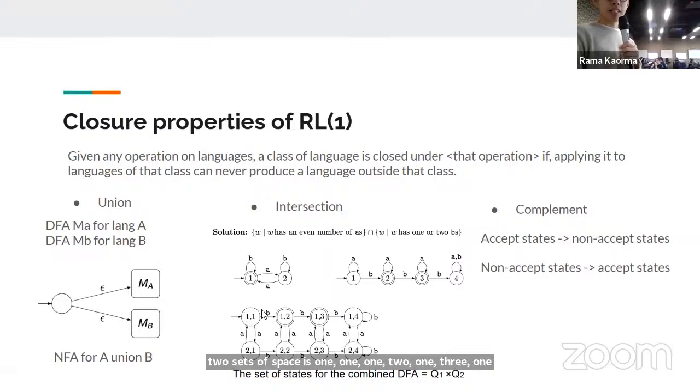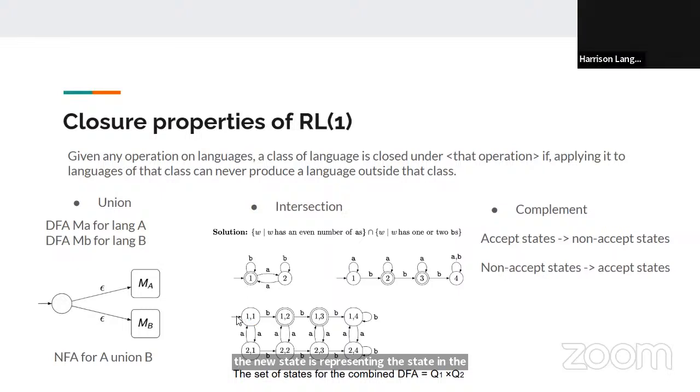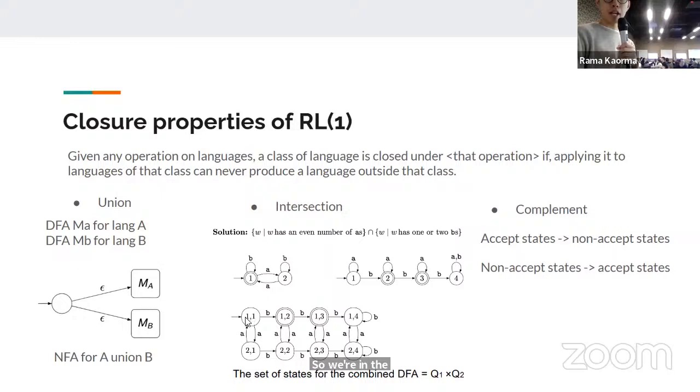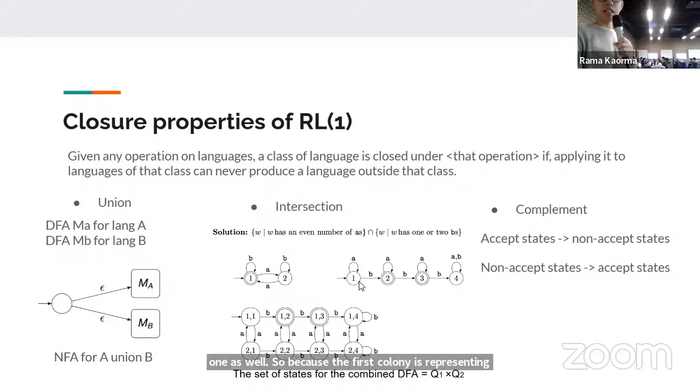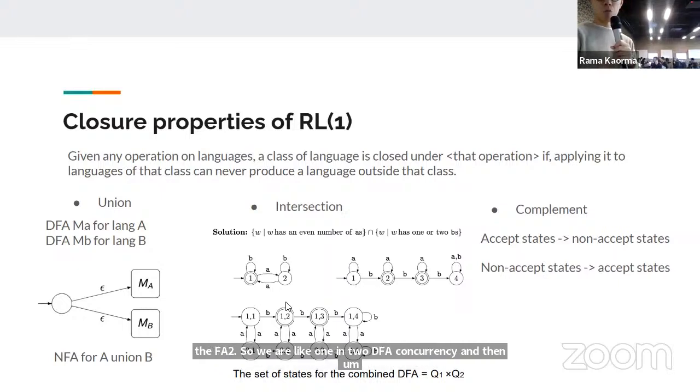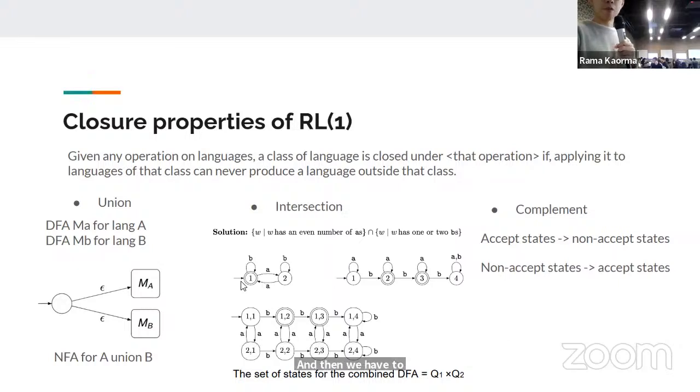The first coordinate in the new state is representing the state in the first DFA. So if we're in the initial state of the new combined DFA, then 1,1 means DFA1 is in state 1, and DFA2 is in state 1 as well. Because the first coordinate is representing the state in DFA1, and the second coordinate is representing the state in DFA2. So we are running the two DFAs concurrently, and then we have to monitor the transition of states in both DFAs using a two-dimensional state in the combined DFA.